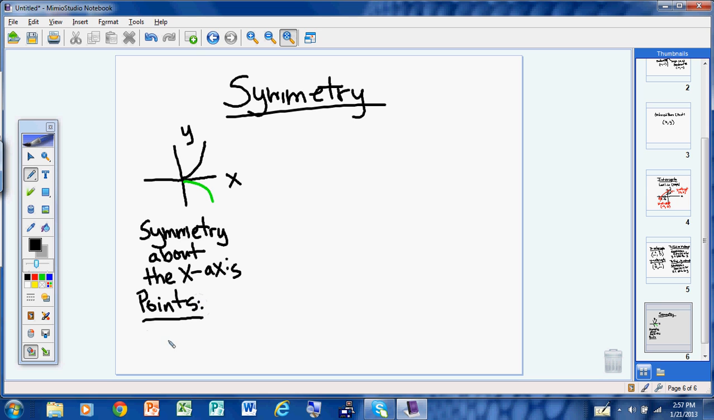Points would look like an (x, y) and (x, -y). Notice the x's are not changing, but the y's are becoming the opposite. So even in this graph, if I finish the graph where I had two sides, then it would be symmetric.